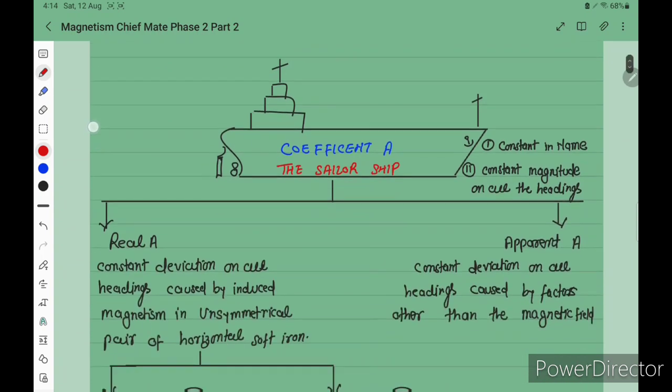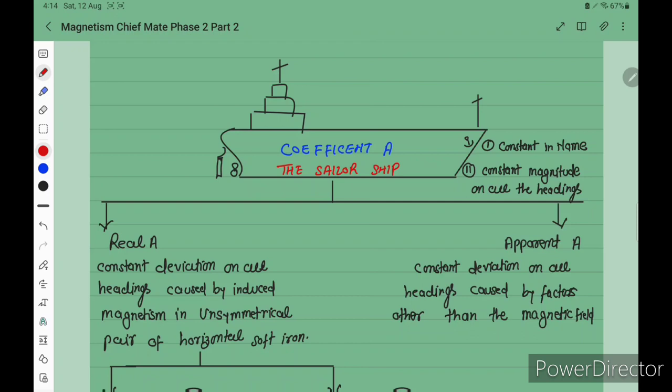So this formula you have to remember and write in the exam. Now we are moving on to discuss coefficient A. The coefficient A is constant in name. If it is easterly, it will remain easterly in all the headings, and it is constant in magnitude on all the headings.